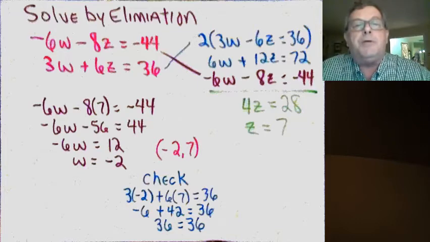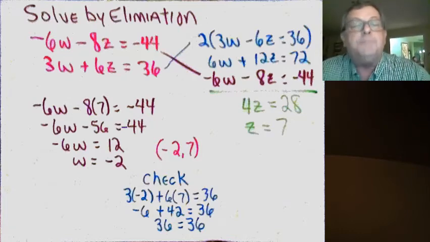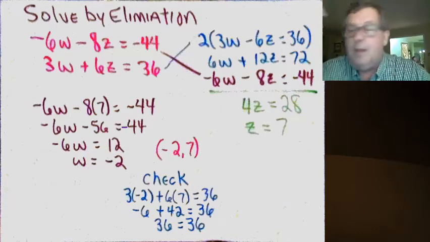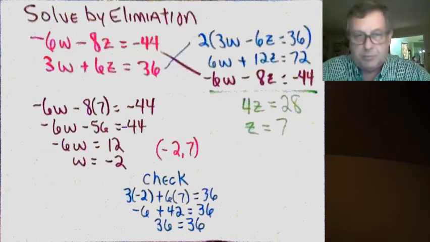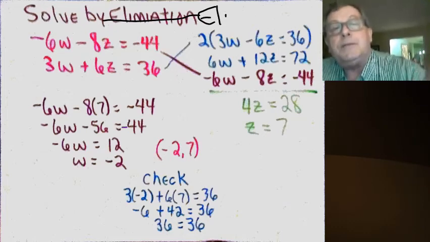Okay, we're continuing to work systems of equations by elimination. And we have looked at where we add and subtract. And now we're going to take one where we're going to have to multiply in order to either add or subtract to clear out one of the variables.